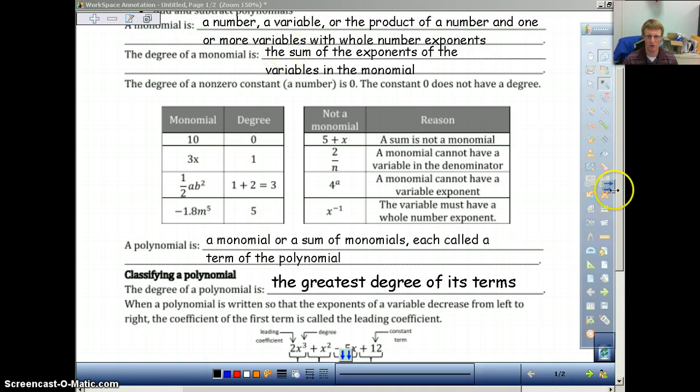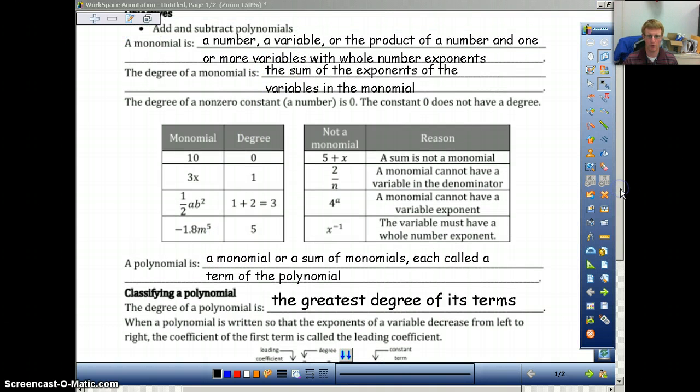So you should write down each of these definitions. If you need to pause this video to write it down, then do that quickly. And then go ahead and hit play when you're ready.